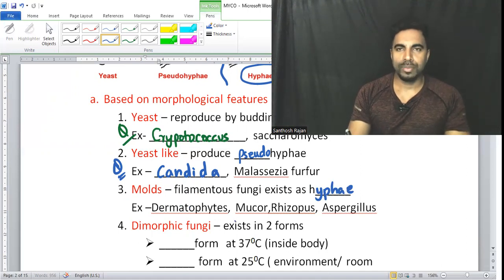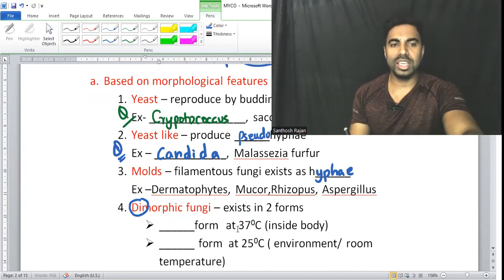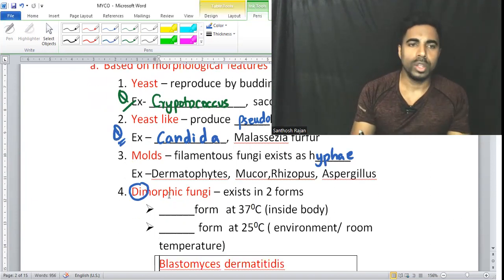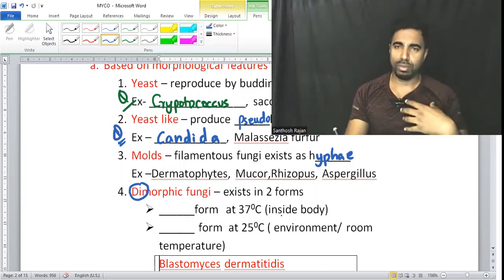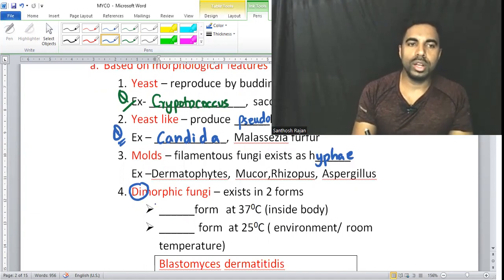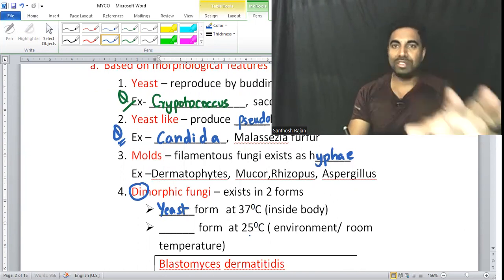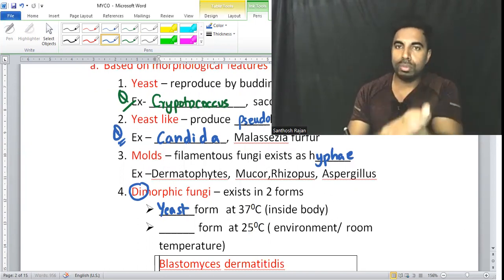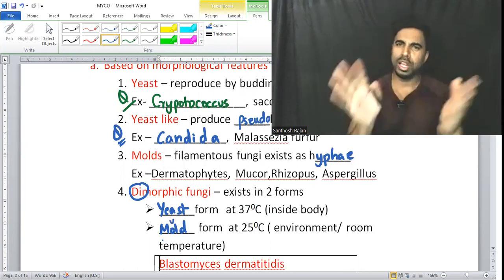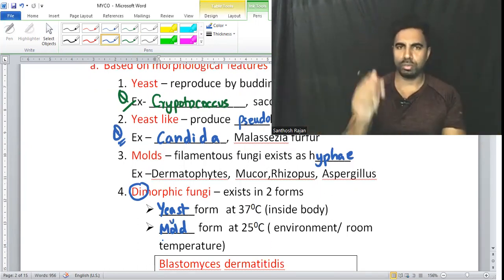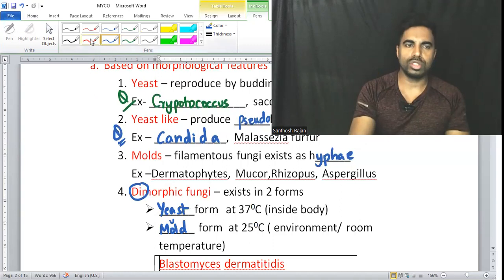Now, dimorphic fungi. In the name itself, di means two. Two forms. They exist in both the yeast and the mold form. Usually, at 37 degrees, which is inside our body, it is the yeast form. At 25 degrees, which is basically the environment, room temperature is 25 degrees, it is the mold form. Mold form, okay, got it? Very simple. Dimorphic fungi have two forms, yeast and mold. This question can be asked. They can ask about temperature to confuse you.